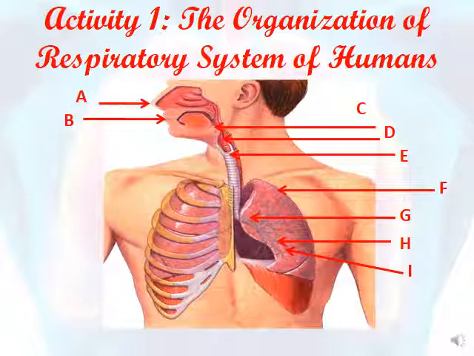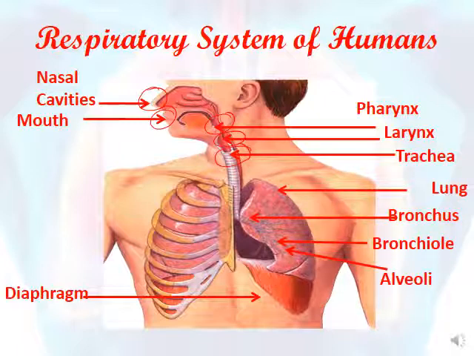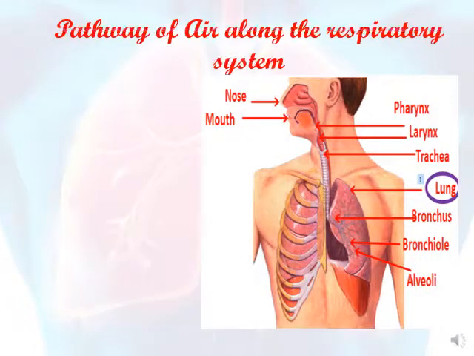Let's start with activity 1, the organization of the respiratory system of humans. Here we have the nasal cavity at the level of the nose, the mouth, the pharynx, the larynx, the trachea, the lung, which is the most important organ in the respiratory system. Also, we have the bronchus, the bronchiole, the alveoli or the air sacs, and the diaphragm, which is found here.